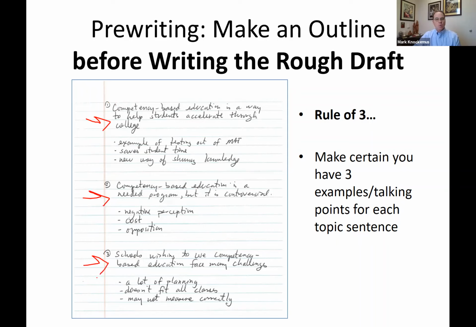Now, rule of three. Underneath each one, what do I have to have? I have to have at least three talking points or examples. If you only have one or two on your outline, that's letting you know that that paragraph is not going to work and you need to stop and fix it at that point. So you can see I've got 1, 2, 3, 1, 2, 3, 1, 2, 3, bingo, everything's good.